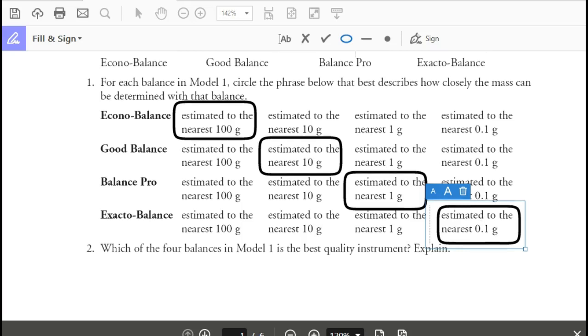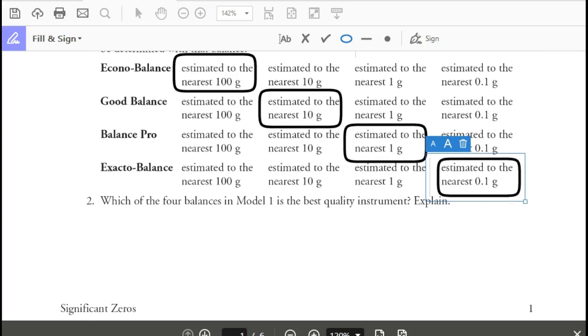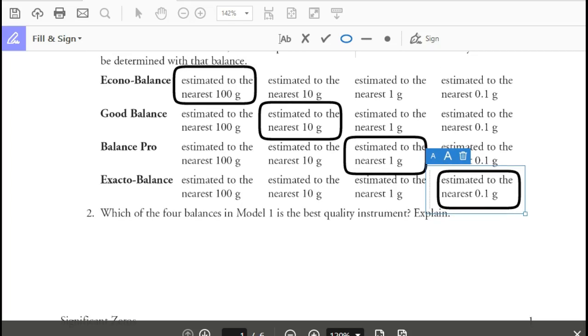For number 2, it says, which of the 4 balances in Model 1 is the best quality instrument? Well, the more precise something is, the more quality it has. So the Exacto balance is probably the best one because it can estimate to the nearest tenths place.